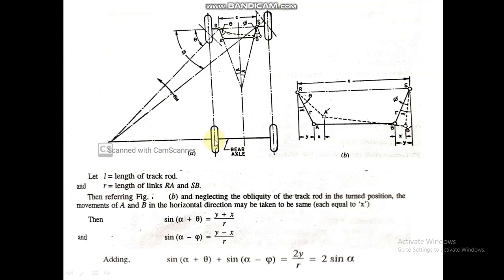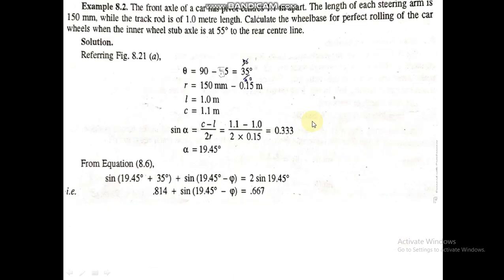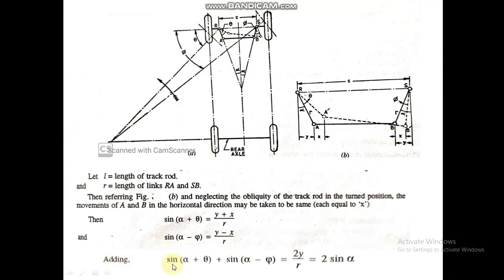You can see in this triangle, sine alpha will be applied. Sine alpha will be opposite side over hypotenuse and opposite side is y, and y is (C minus L) upon 2. So C minus L upon 2 and hypotenuse is R. So sine alpha will be (C minus L) upon 2R. Put the values of C, L and R, you will get alpha. And from this alpha, you can put this alpha in this relation to calculate phi.